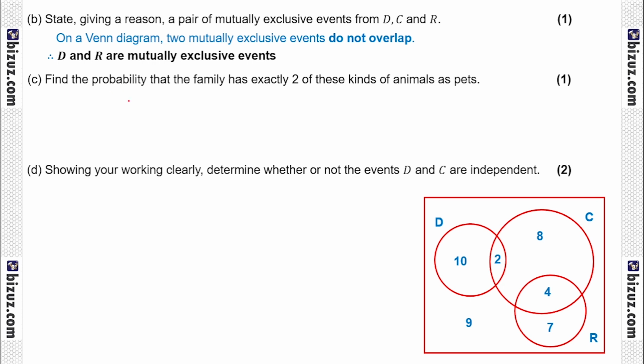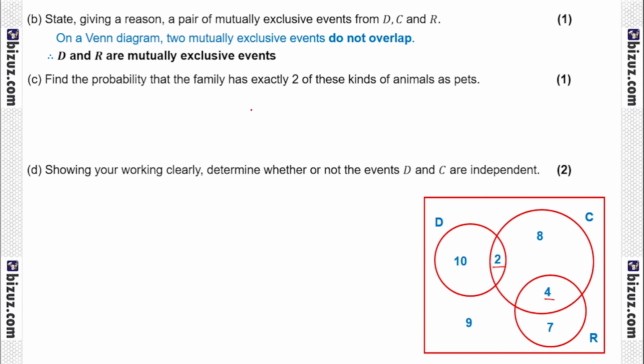Part C. Find the probability that the family has exactly 2 of these kinds of animals as pets. So, exactly 2 kinds of pets, not 1 and not even more than that, not 3. So, exactly 2. So, let's see which portions meet that criteria. So, the intersection of D and C. So, having a dog and a cat. So, this one matches, and also having a cat and a rabbit, and only those two. So this one also matches. Now, these are the ones that meet our criteria.